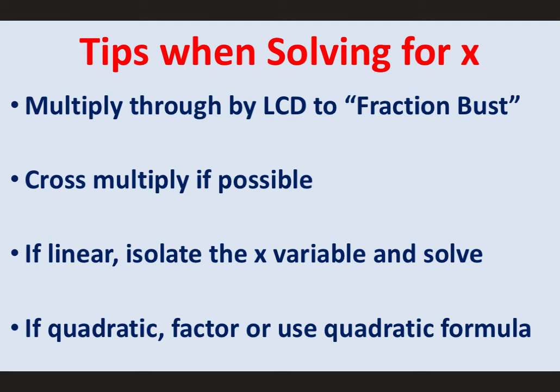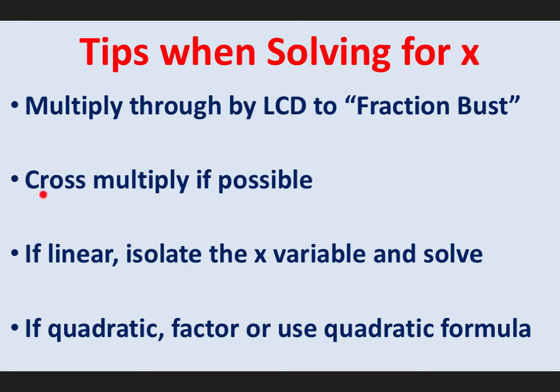All right, so first off, we have four tips and tricks that are going to help us with these problems. The first one says multiply through by the least common denominator. This is something we usually call fraction busting. You're going to figure out what the least common denominator is. That's something we've been practicing a little bit. And if it's an equation, then you can multiply everything through, all the things, even the things that are not fractions, and fraction bust. That will get rid of all the fractions, and it'll leave us with an equation that should be much easier to solve.